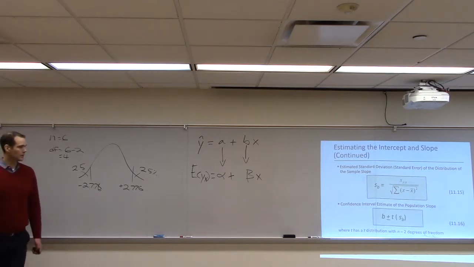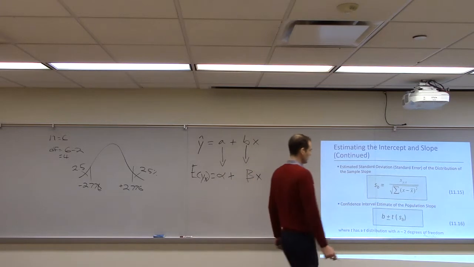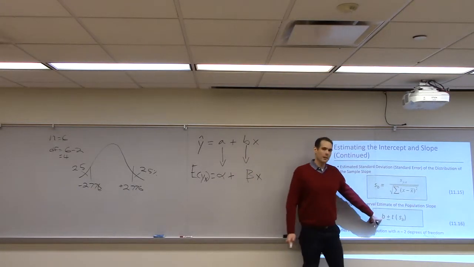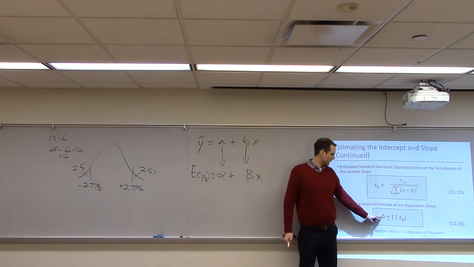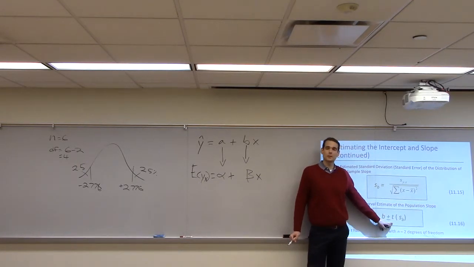Same thing with the sample slope. Based on our hard work, we have calculated a sample slope. But that's just a sample, based on 6 points, so we need a confidence interval. We take that slope and go plus or minus some number of standard errors. How many standard errors depends on how confident you want to be.